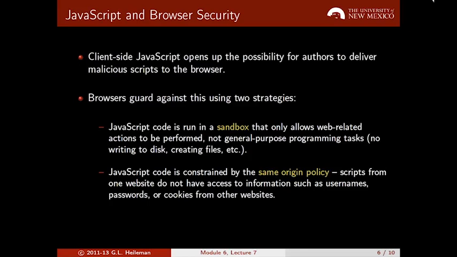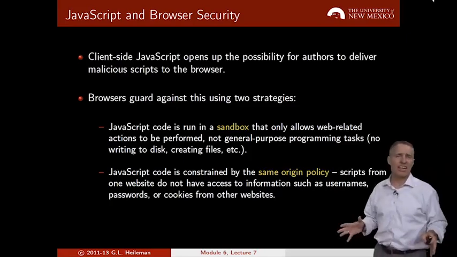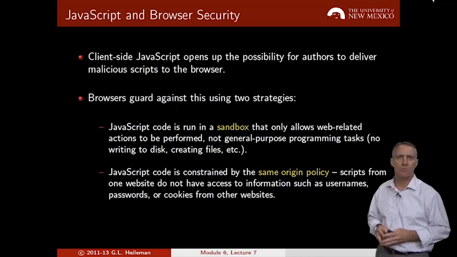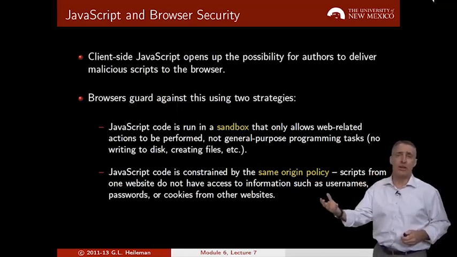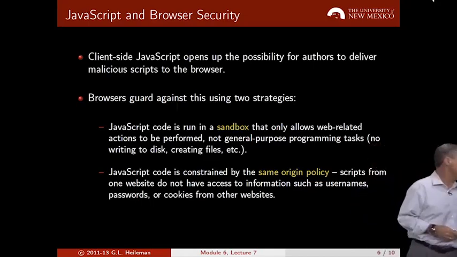And the other thing that happens is JavaScript code is constrained by what's known as the same origin policy. Scripts from one website simply cannot access the DOM from another website, and that's the same origin policy. And this policy is used to guard against an attack that's known as cross-site scripting, where one script interferes with the HTML delivered from another website.